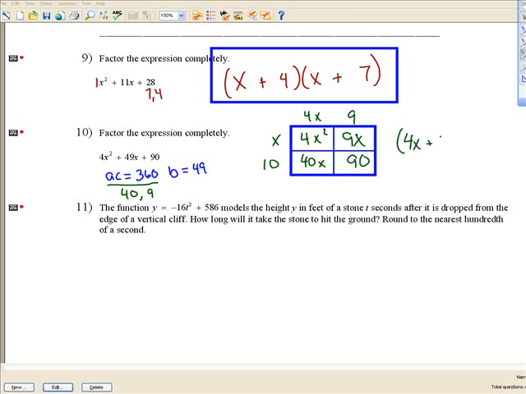I have a 4x plus 9, everything's positive, times an x plus 10. If I FOIL this out, I'm going to get what I started with, so I know this is the right answer. Any questions on 9 or 10?